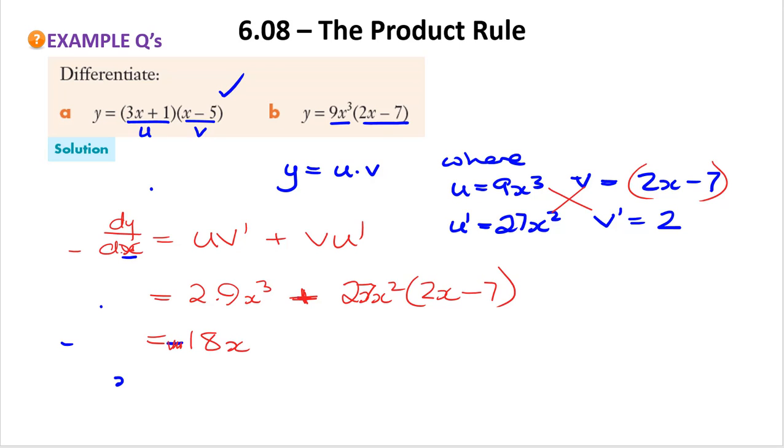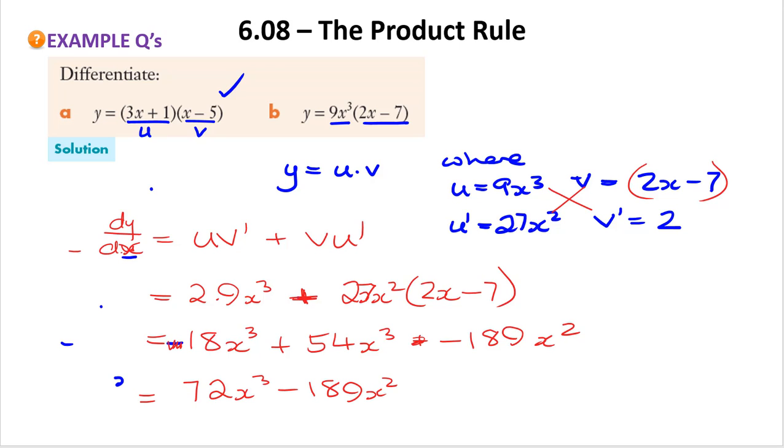18x cubed, and here this will be 54x cubed, and multiplying those two together, what's that going to be, 140 plus 49, 189, or minus 189x squared. We've got a couple of cubic terms there, and if we add those together, that'll be 72x cubed minus 189, and obviously you get to use your calculator to do those sort of things.